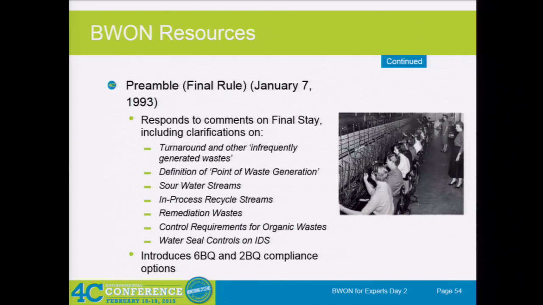And within the final rule, it responds to all of the comments on the final stay and clarifies a couple things: turnaround, points of generation, going more into sour water, the different types of streams within process, remediation waste, controls, water seals, and then this is where we get the 6BQ and 2BQ compliance options.